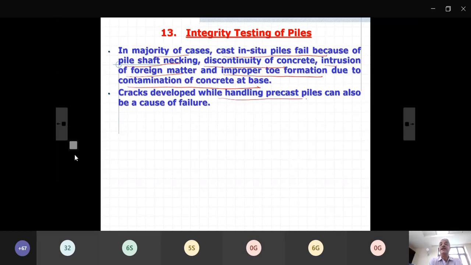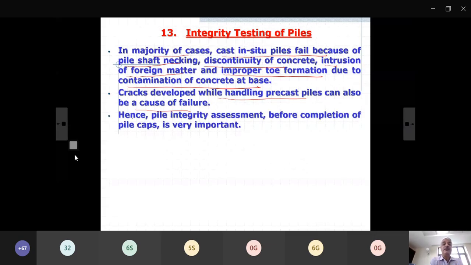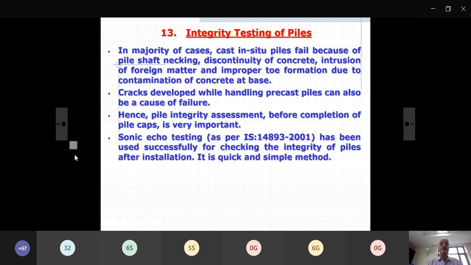Cracks developing while handling a precast pile can also be a cause of failure. Precast में यदि crack develop हो गया handling में या driving में, hence pile integrity assessment before completion of pile caps is very important. Nowadays, in fact, railway में भी आप देखेंगे, wherever you have significant में भी 10-20 pile भी हैं, CRS insist करता है कि या तो आप क्रॉस होल अल्ट्रासोनिक मॉनिटरिंग के रिजल्ट मुझे लाके दो, otherwise at least pile integrity test आप लाके दीजिए. You please get it done. Normally, it is insisted upon.